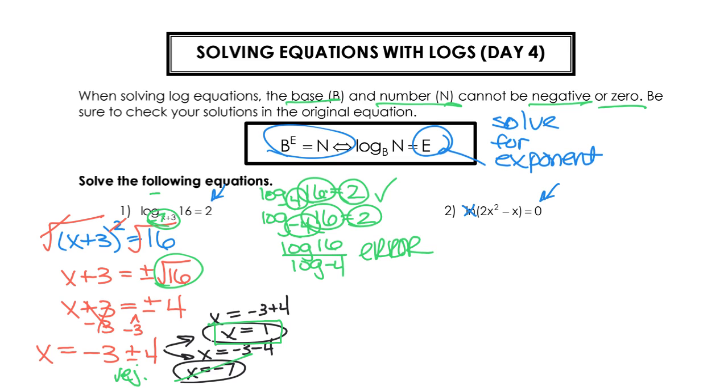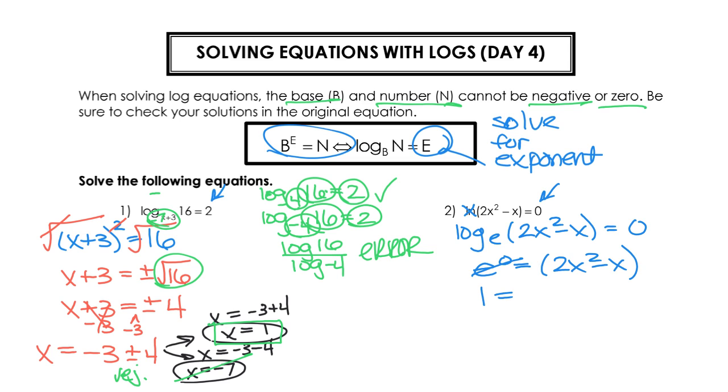So what we're going to do first, though, is replace the ln with log with a base of e, so that now we have a base, an exponent, and a number, and we can switch out of log form and go back to exponential, just like we did in the last problem. So this would be e to the 0 equals 2x squared minus x. Okay, well, anything to the 0 power is 1. And so this becomes 1 equals 2x squared minus x.